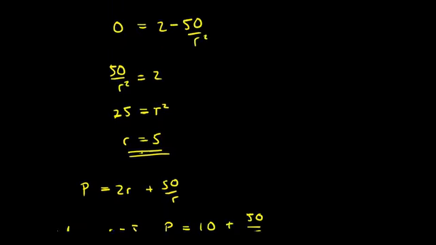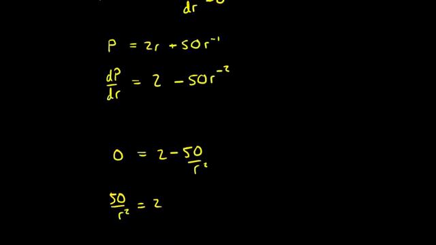Lastly, we should show that this is a minimum. How do we show that this is a minimum? Well, we want to find the second derivative. So I'm going to differentiate this again, d2p dr squared, which is going to give me positive 100 r to the power of -3, which is 100 upon r cubed. And actually, you notice that it doesn't matter what r is, right? For any value of r, it's got to be positive, which means that r cubed is positive. And so 100, which is a positive number, divided by a positive number, is a positive number.